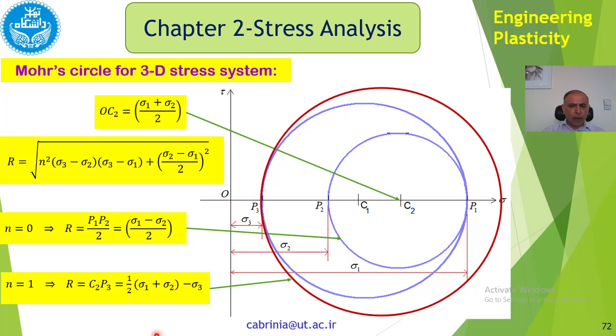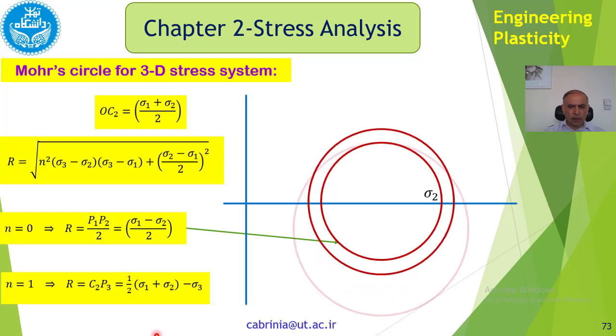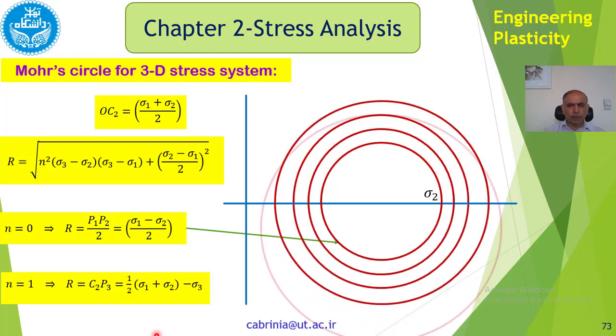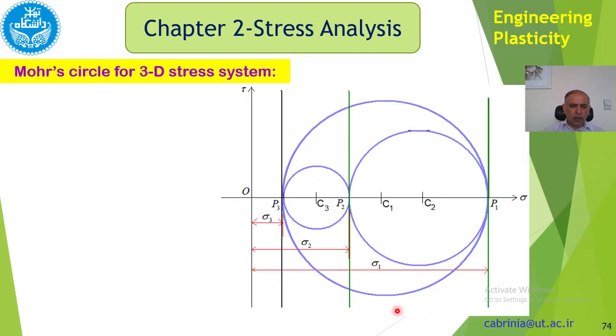So the changes are like this. You can see we have a smaller circle for n equal to 0, and the maximum size of the circle when n is equal to 1. And these are in between, for instance, 0.2, 0.4, 0.6, 0.5.